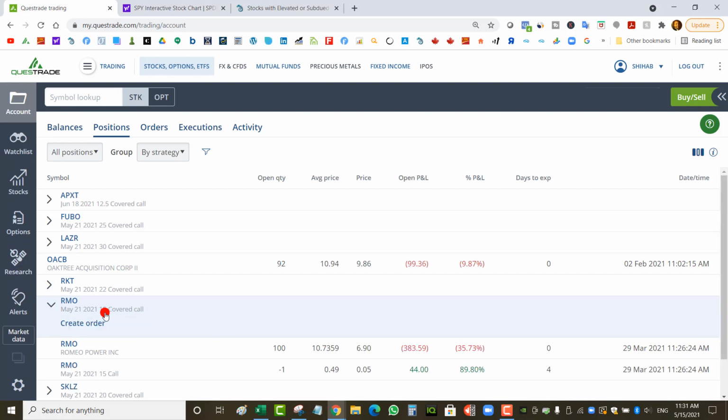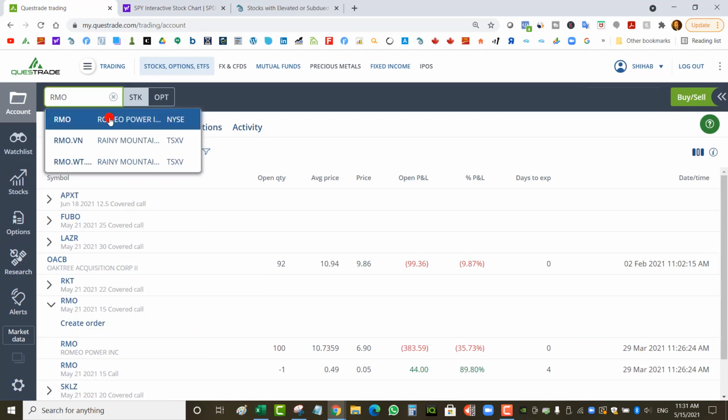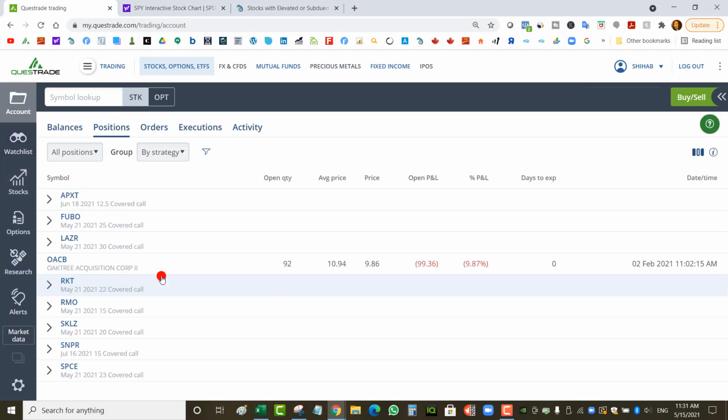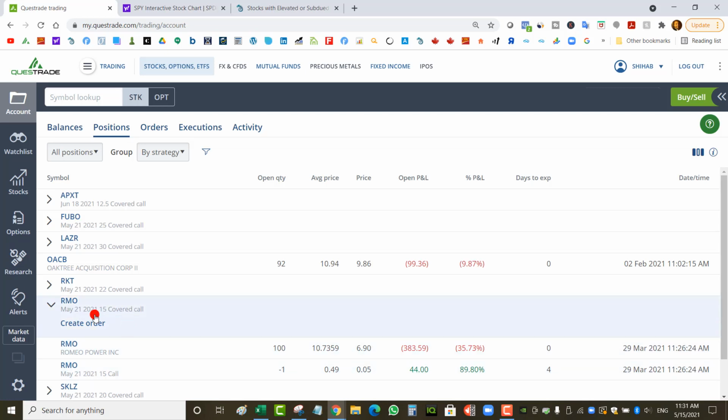All right, so next I've got our RMO. It was a naked put in my margin account, but I transferred it to my RSP because it was a 50% margin requirement stock. So my strike is actually 15. So my strike is 15 and the stock is at 6.9. So it dropped 50% below my short strike.